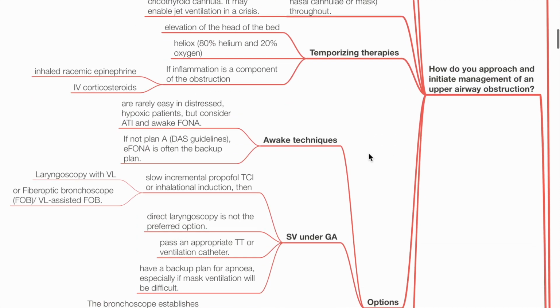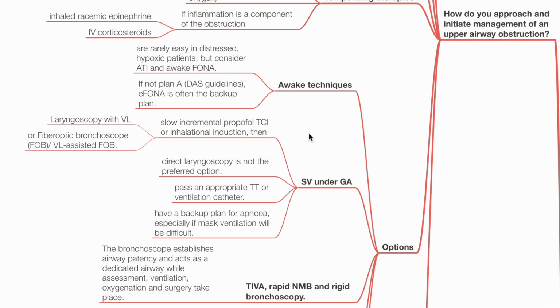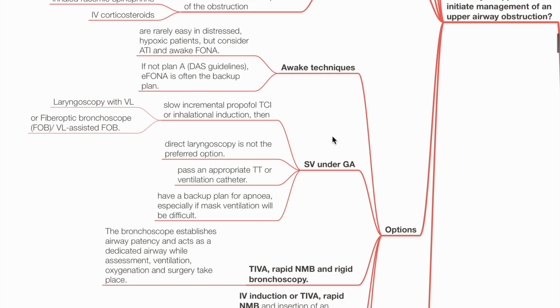Airway options include awake techniques such as awake tracheal intubation and awake front of neck access. However, this is rarely easy in a distressed hypoxic patient. Next option is spontaneous ventilation under general anesthesia with slow incremental propofol TCI or inhalational induction, followed by laryngoscopy with video laryngoscopy or fiber optic bronchoscopy. Direct laryngoscopy is not the preferred option.